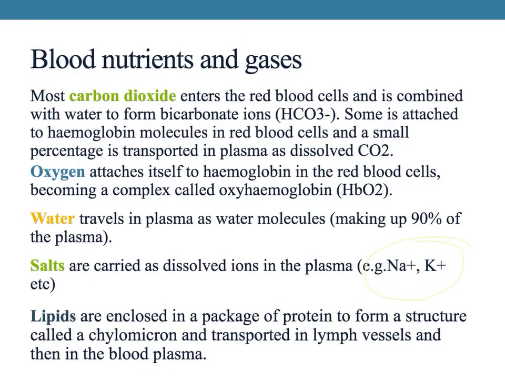Lipids, which are your fats, are enclosed in a package of protein to form a structure called a chylomicron and transported in lymph vessels and then in the blood plasma. So they're quite different lipids. They have to be packaged up to get transported, and they actually transport in lymph before they enter the blood plasma.